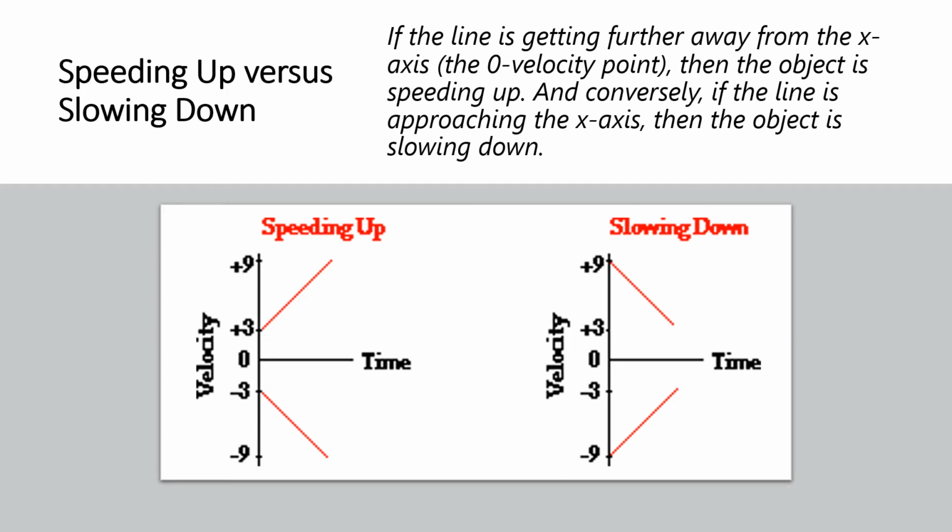So, speeding up versus slowing down. If the line is getting further away from the x-axis, it's speeding up. If it's approaching the x-axis, it is slowing down. So even though, for example, this is negative, it's getting more negative. The way to look at it is, if the magnitude is getting bigger, like -3 to -9, it's speeding up. Regardless of direction, the further away you go from the 0 line of the velocity, the more you're speeding up. The closer you get, you're actually slowing down.